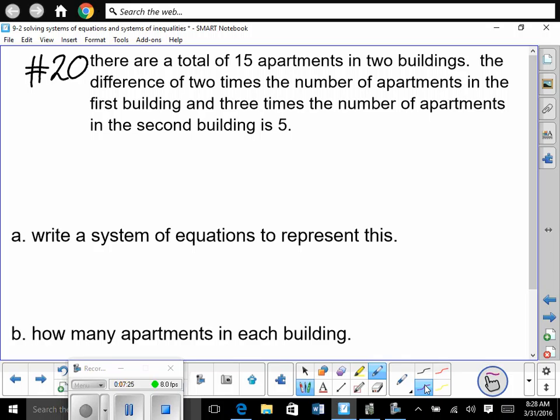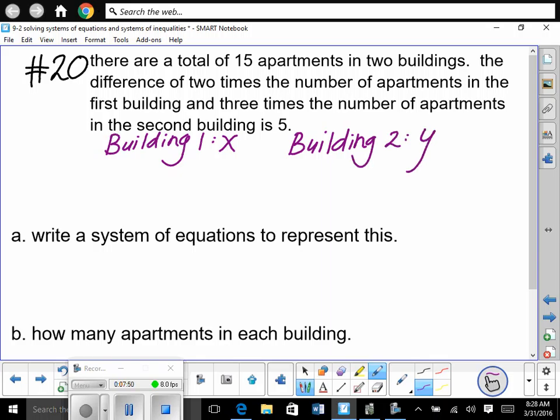So first of all, it says there are a total of 15 apartments in 2 different buildings, right? Does everybody understand that? So I'm going to say, okay, so building 1, there's 2 buildings. Building 1, I'm going to call X. Building 2 is different, so I'm going to call building 2, I'm going to call Y. Is everybody comfortable with that? Okay, so we have 2 different things here. We have building 1 and building 2, X and Y.